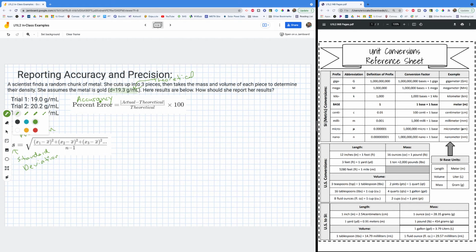So she thinks it's gold, and the density of gold is 19.3 grams per milliliter. She takes her piece of metal and cuts it up into 3 different pieces so that she can get multiple trials, because the more trials you do, the more likely your results are correct. And she determined the mass and volume to determine their density. And these were the values that she got.